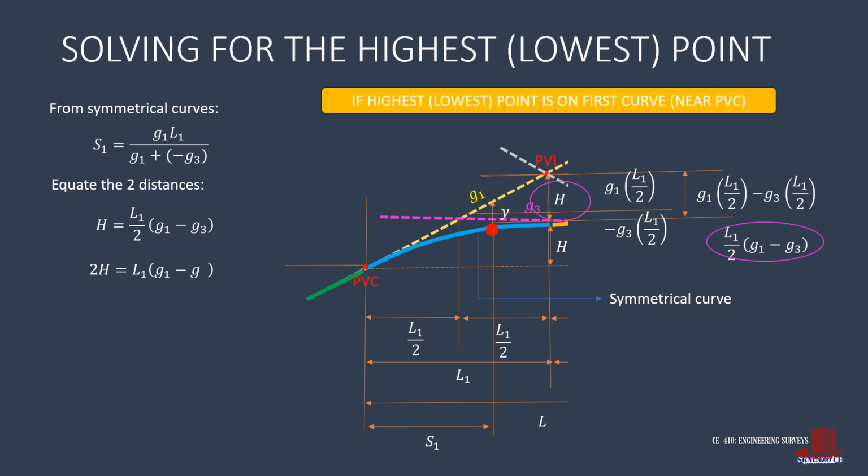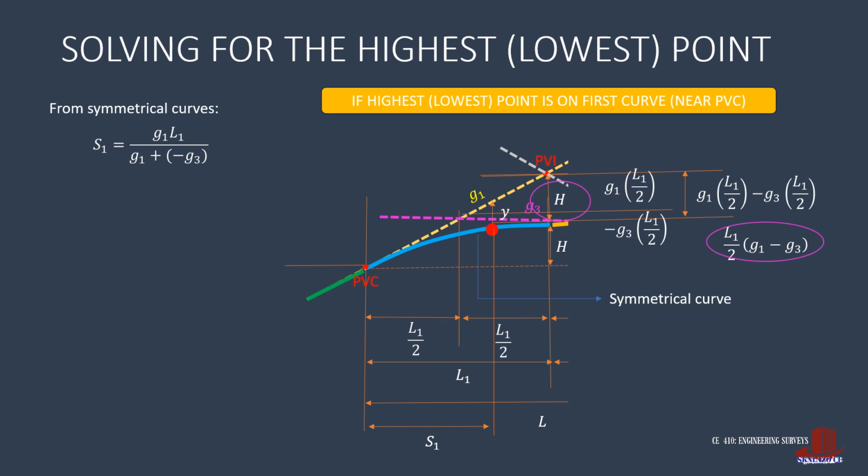Then we write this as 2h is equal to L1 times G1 minus G3. Take out groupings and distribute L1 to G1 and G3. Then isolate the term with G3 to have L1 G3 as equal to L1 G1 minus 2H. Divide everything by L1 and get L1 G1 minus 2H all over L1. Simplify each term to have G3 as G1 minus 2H all over L1.